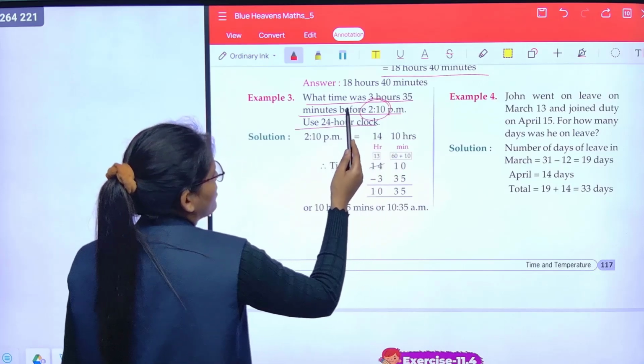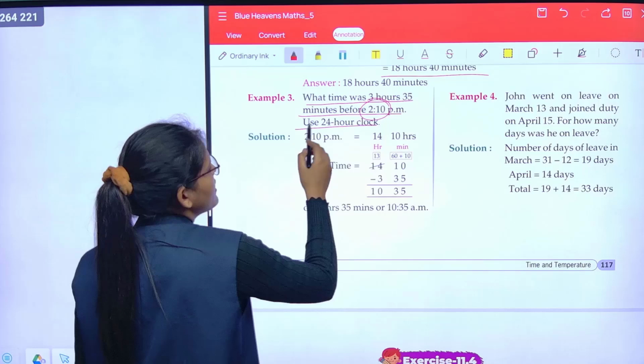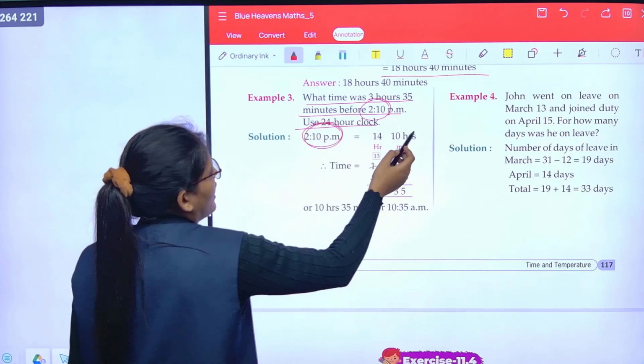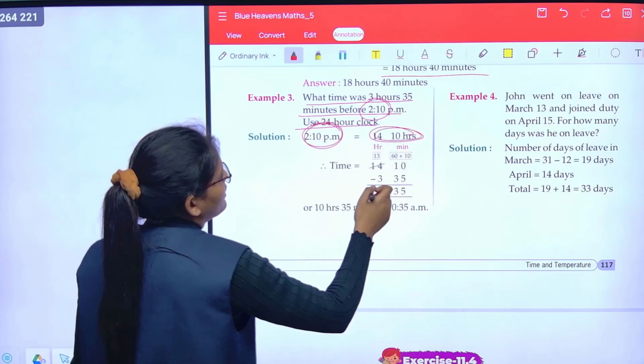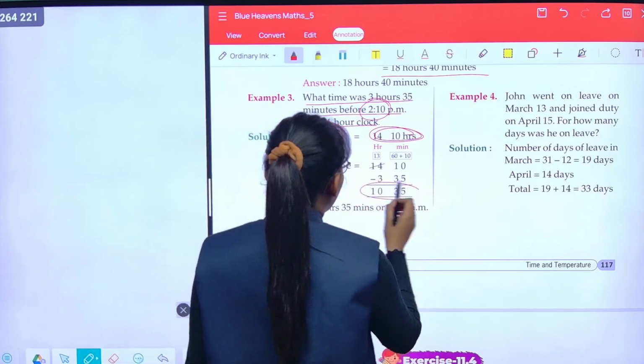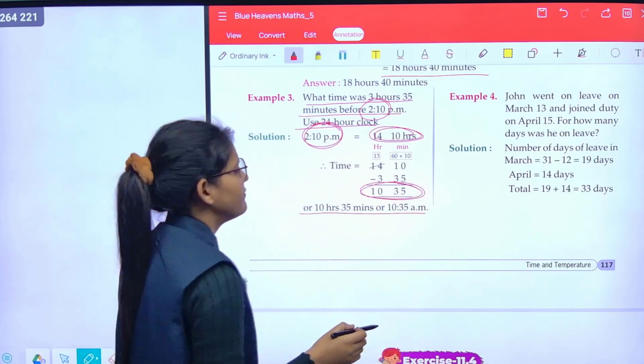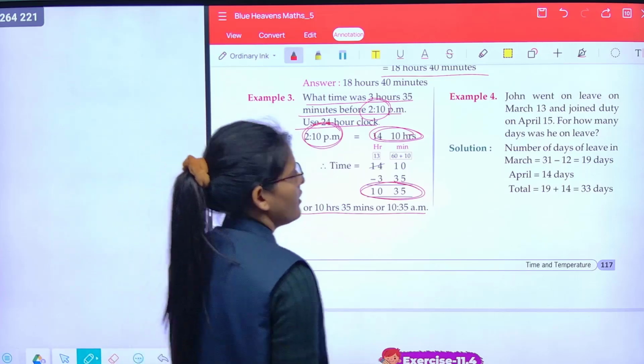Use 24-hour clock time. Now what we have done is change this into 24-hour clock time. Then we subtracted 3:35, so 10 hours 35 minutes, or 10:35 a.m.